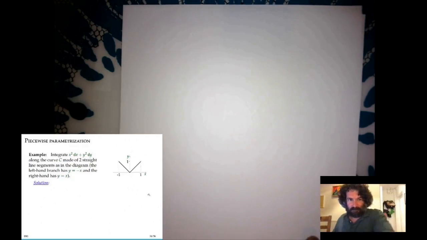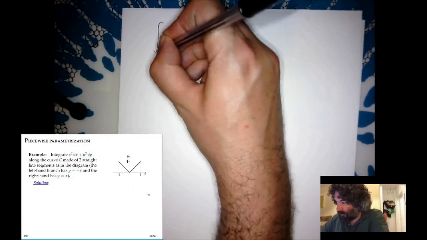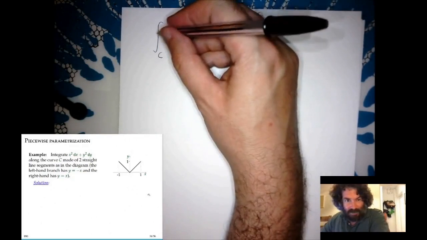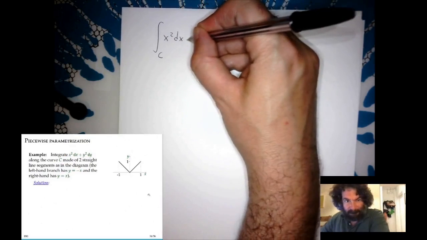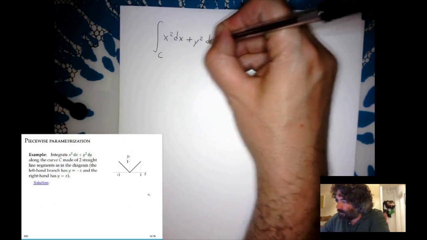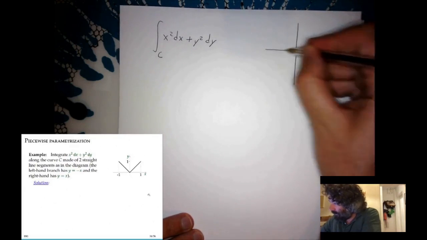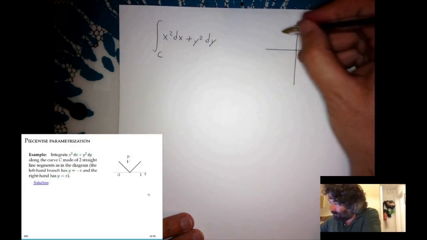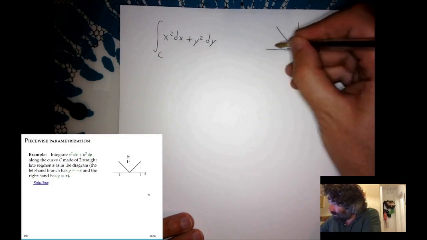All right, so in this example, I want to do the line integral over this curve C of x squared dx plus y squared dy. And, well, we already have this curve shown in the slide, but I'm going to draw it here so I can make some notations on it.